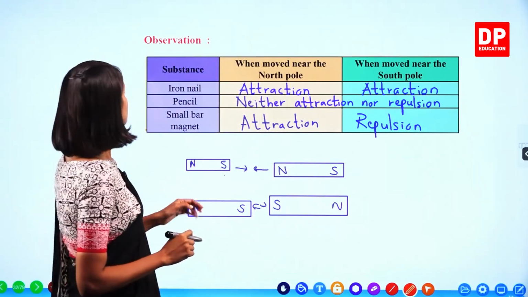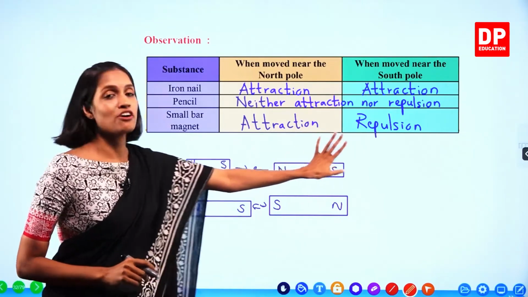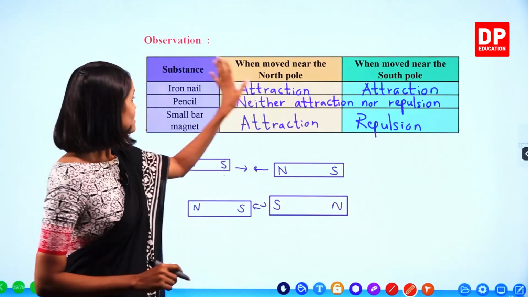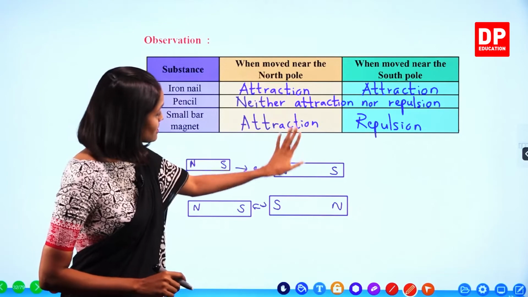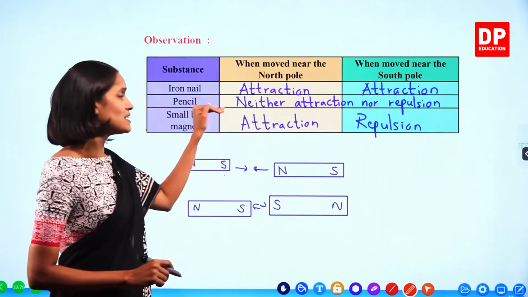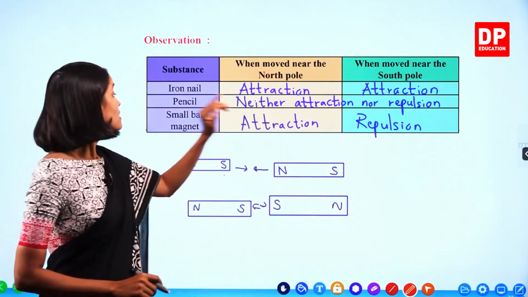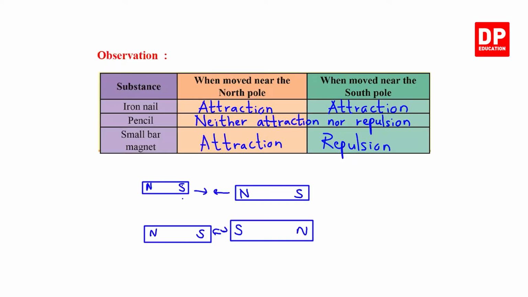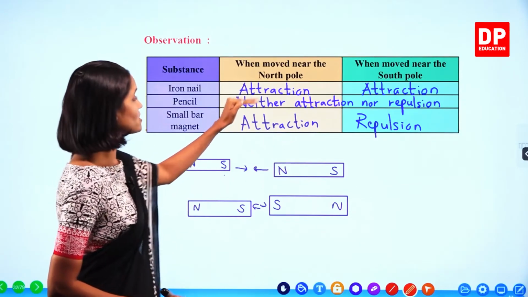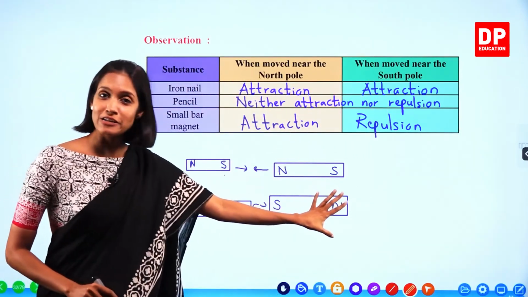Okay, children? So the iron nail always attracts towards any side, any pole of the magnet, right? The pencil, to any pole, has no attraction, no repulsion. But the small bar magnet, what happens? From one side, attraction, to the other side, repulsion. So attraction and repulsion both can be seen when we use two magnets.